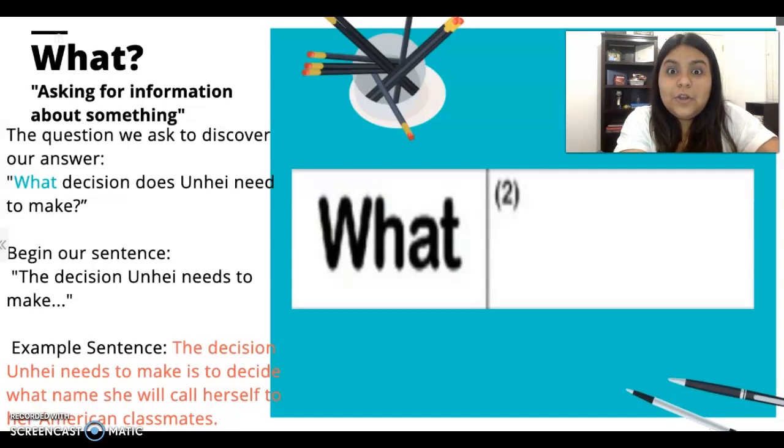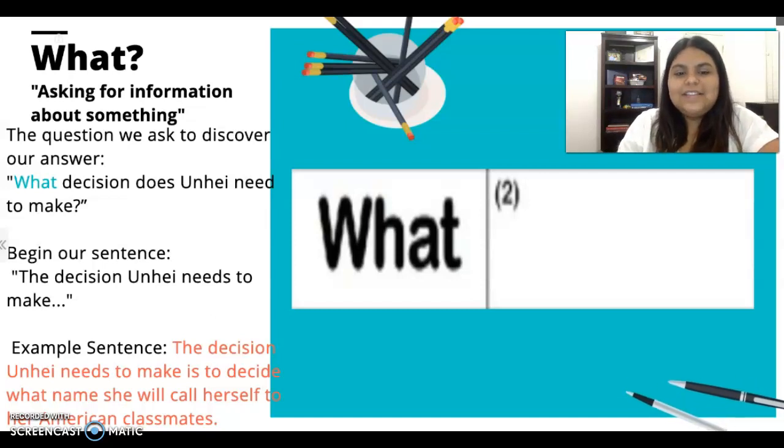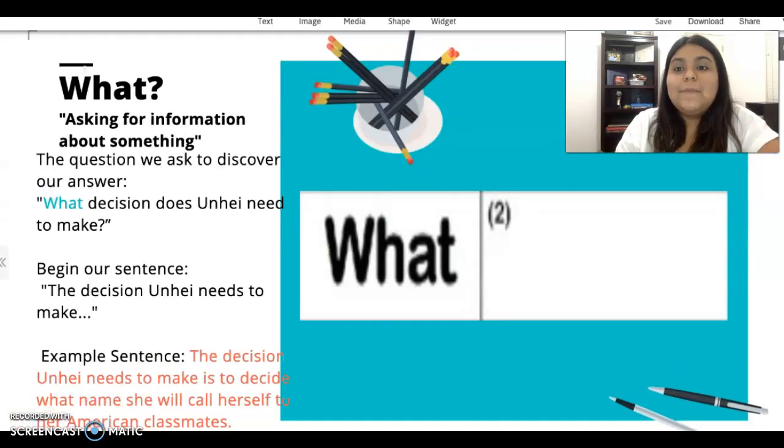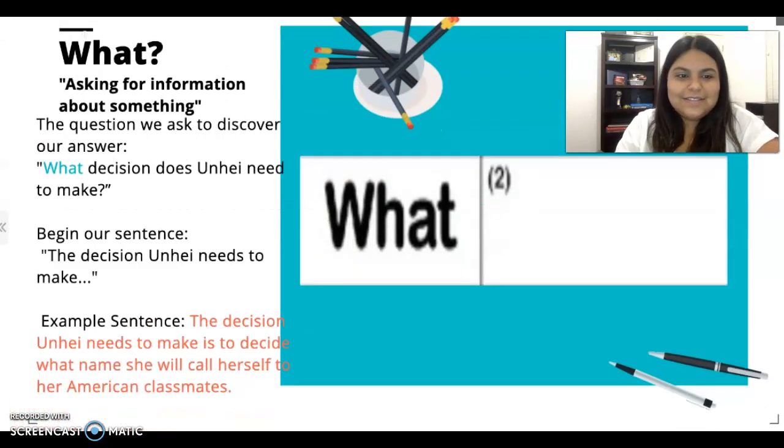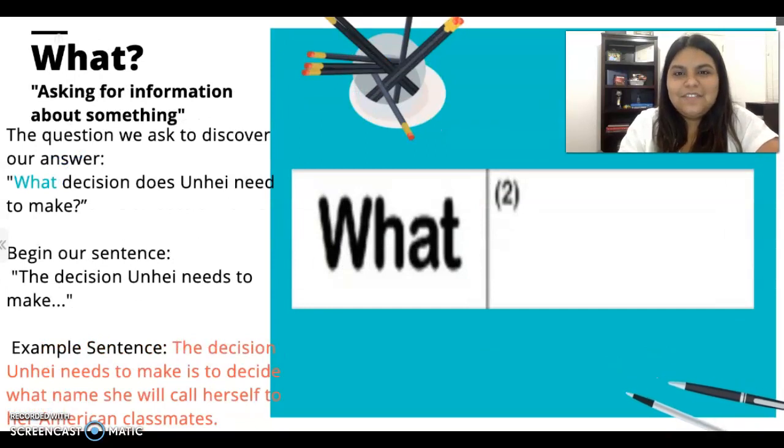Everyone, I want you to notice how we're using complete sentences. My example sentence is, the decision Eunhae needs to make is to decide what name she will call herself to her American classmates. I'll give everyone some time to fill in their boxes.